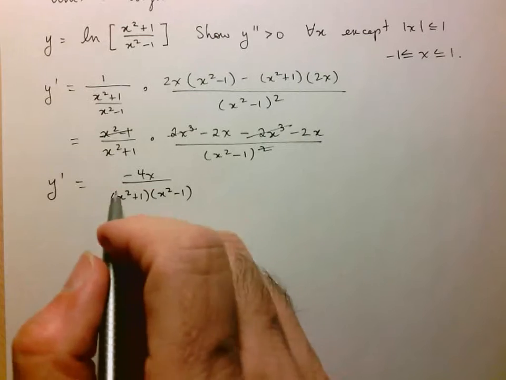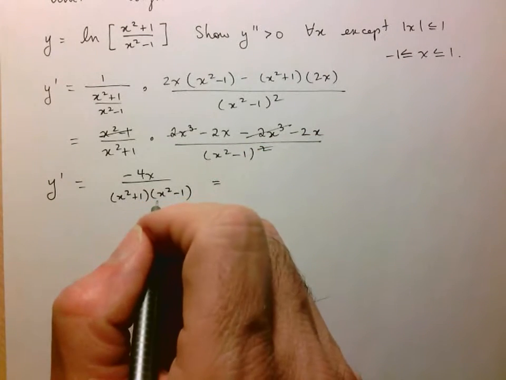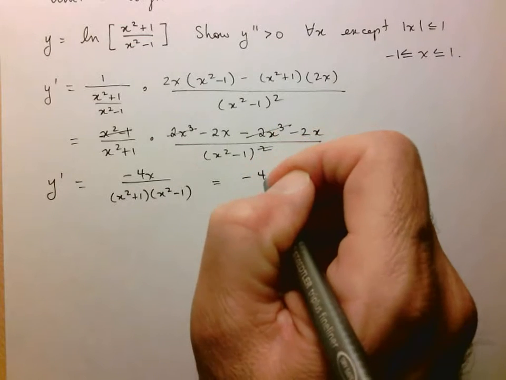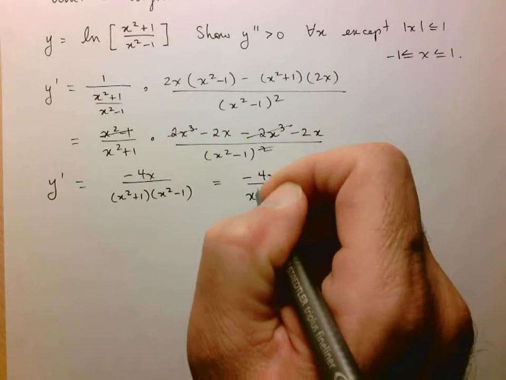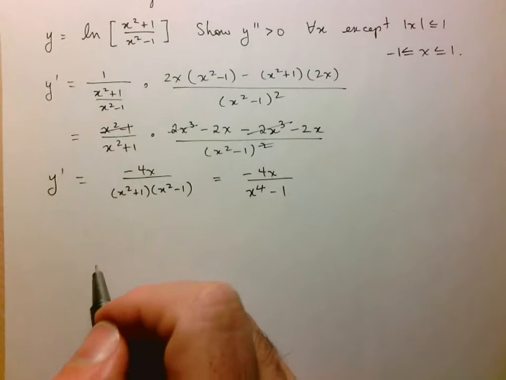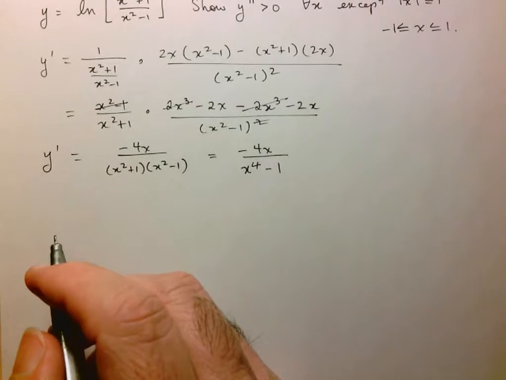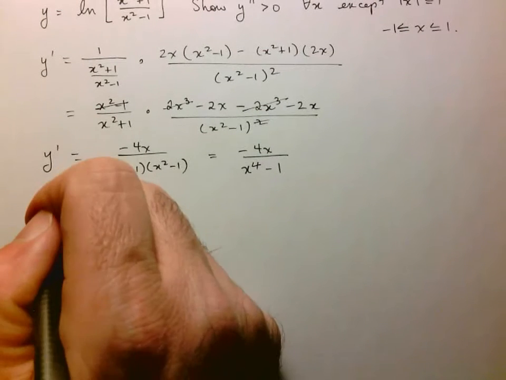I can actually rewrite that in a nicer way, since this is just going to generate a difference of squares. So negative 4x over x to the fourth minus 1. If I were to expand the denominator out, I'd get the difference of squares. This is pretty nice for finding the second derivative, so let's do that now.